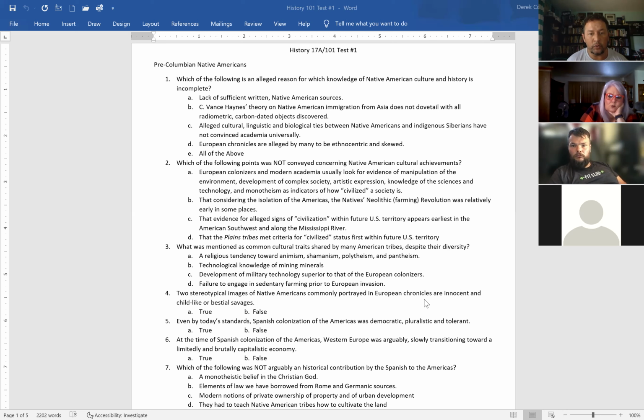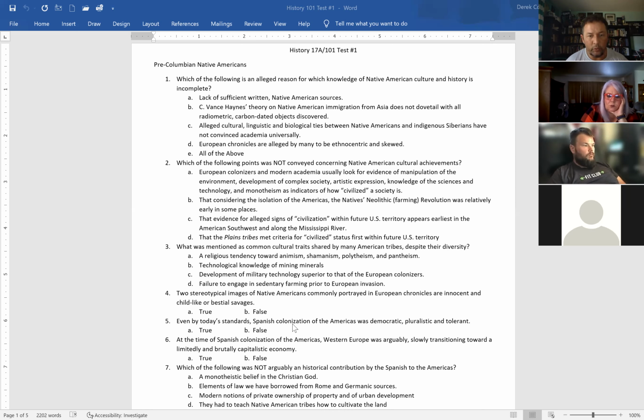Number 3, what was mentioned as common cultural traits shared by many American tribes despite their diversity? You should notice the first one, right? That was on the last number of your first assignment. Mainly the religious similarities that they had and a belief in the Great Spirit being intertwined in all things and all people: pantheism, animism, shamanism, polytheism. Those were all briefly discussed on the last number of the handout. So many of the answers that I intend for you to derive come from the argumentative assignments. I can't stress that enough for the future on tests 2 and 3: study your argumentative handouts for the answers to the questions, okay?